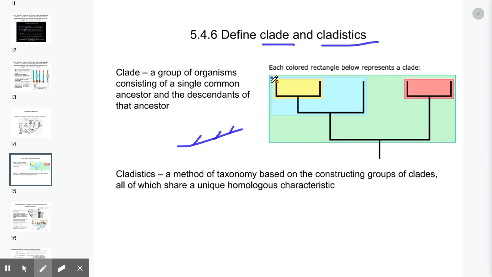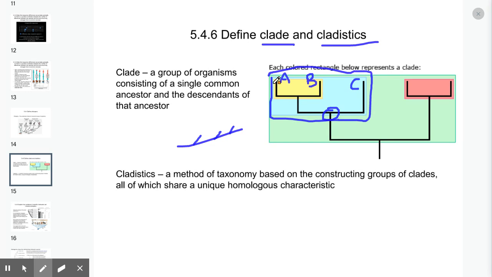So I'm going to look at this blue box here. And in this blue box, we have three ends, right, to our lines. And think of these as different organisms. So maybe at the end of this group, we have organism A. At the end of this one, we have organism B. And up here, we have organism C. Organism A, B, and C, if we're just looking at this blue box, says that they all evolved from that common ancestor. And we're looking at the descendants of that ancestor.